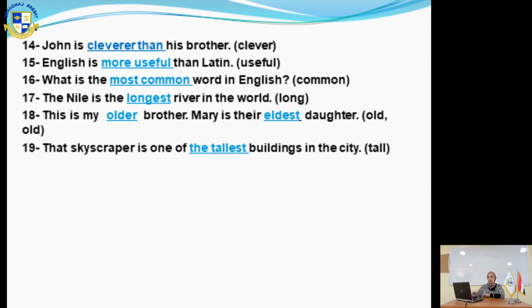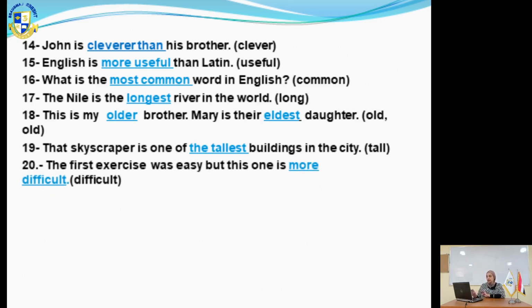Number 19. That skyscraper is one of the tallest buildings. And of course, tall here is not what I want, so you have to say one of the highest buildings in the city, okay? We are going to correct it. Number 20. The first exercise was easy, but this one is more difficult. I also may say the first exercise was easy, but this one is difficult. Both of them are right.